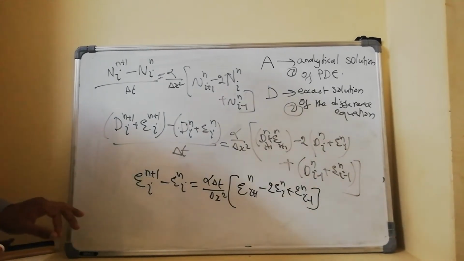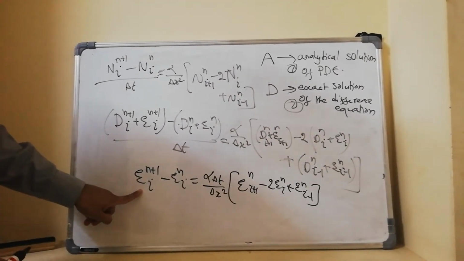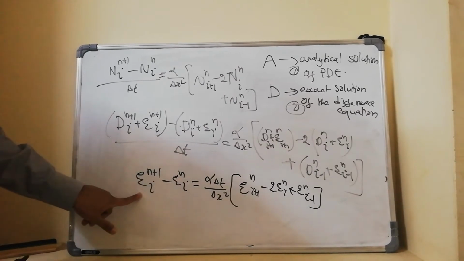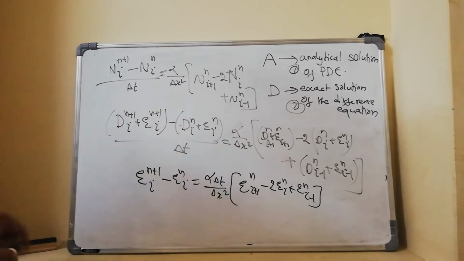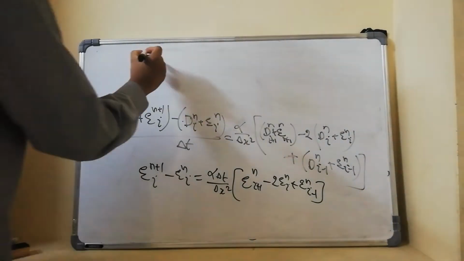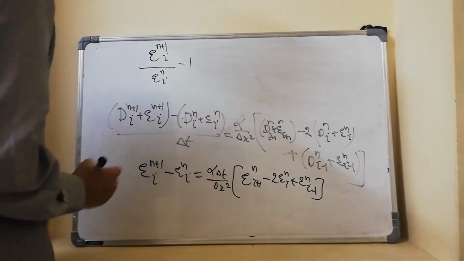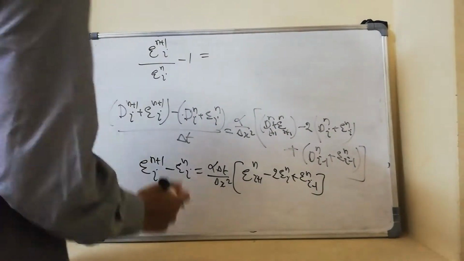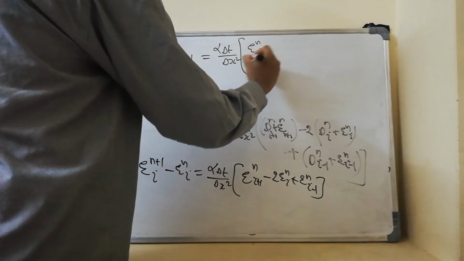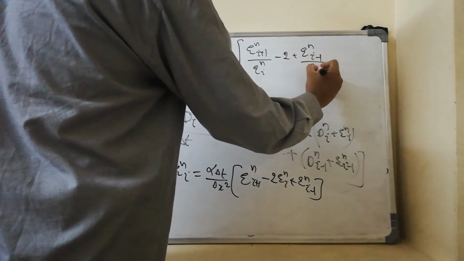Now what we are interested in is whether this rounding off error is increasing in time or not. That's the big question. To do that, I can divide ε^(n+1) by ε^n. So what do I get? ε_i^(n+1)/ε_i^n - 1 is equal to αΔt/Δx² (ε_(i+1)^n/ε_i^n - 2 + ε_(i-1)^n/ε_i^n).